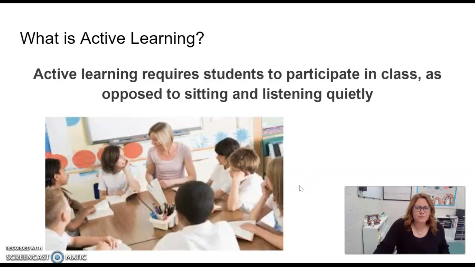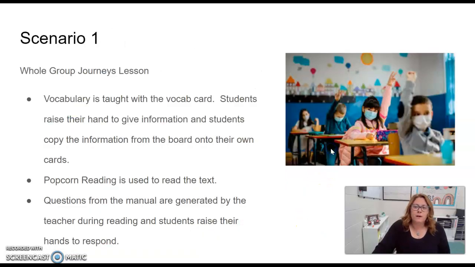So what does active learning look like in terms of getting all students engaged? Active learning forces passive learners to become engaged in tasks that are required for the classroom students to participate in. Therefore, the classroom experiences that we create must involve all students at all times. So I want to give you some scenarios to think about as we move through some strategies for engaging students.